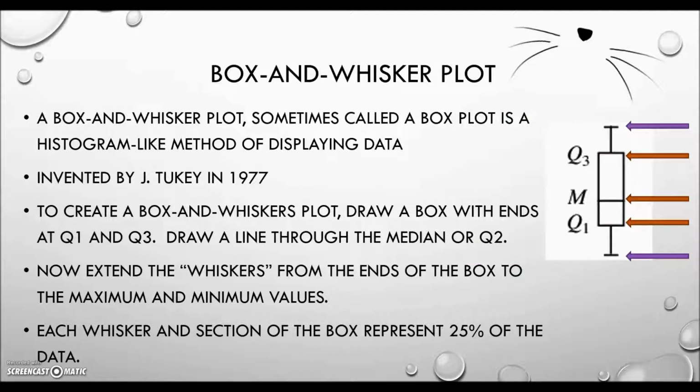Each whisker and section of the box represents 25% of the data. From the minimum to the first quartile, to the median, median to third quartile, and third quartile to the maximum value for the data.